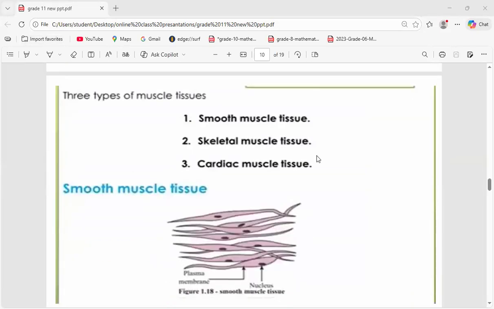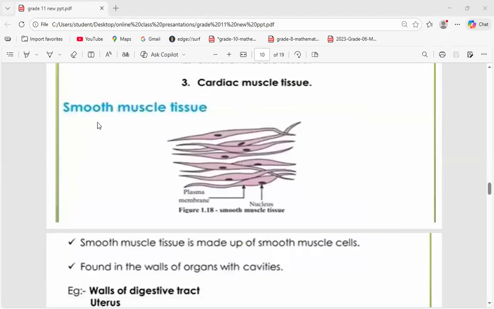Okay. Right. You see, these are the three types of muscles. And the first one is smooth muscle tissue. This is the typical picture of smooth muscle tissue. So the smooth muscle tissue contains a nucleus also. There is a plasma membrane and the nucleus in the center. So this is the picture of that.